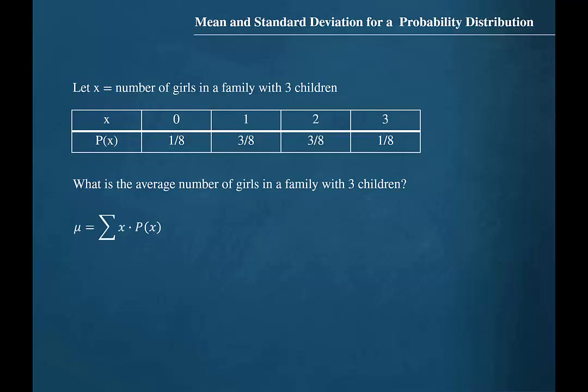The formula for calculating the theoretical mean for a discrete probability distribution shows that we must sum the products of the values of the random variable and their respective probabilities. So we will multiply each value of the random variable by its associated probability and add them all together. So we have 0 times 1/8 plus 1 times 3/8 plus 2 times 3/8 plus 3 times 1/8. This calculation gives us 1.5 as the average number of girls in a family with 3 children, as we suspected.